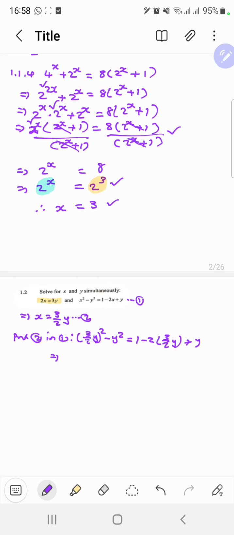What does this imply? You first fix this one. So you distribute the exponent to the coefficient and to the variable. So this is going to be 9 over 4. Oof, that 4 looks a little hungrier. Okay, y squared minus y squared equals 1 minus, okay, here you can already see that when you're multiplying, those two cancel. So we remain with 3y plus y.